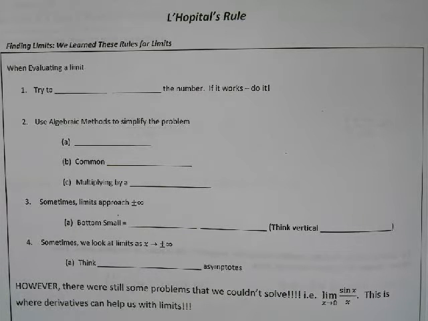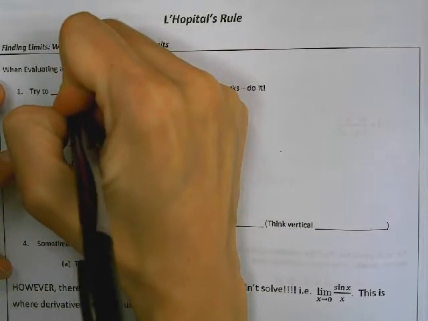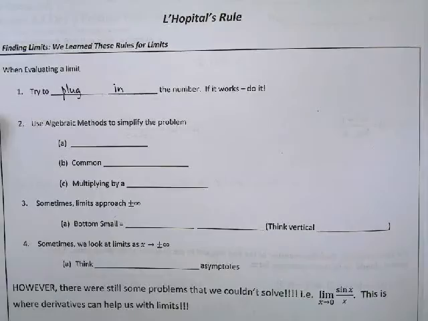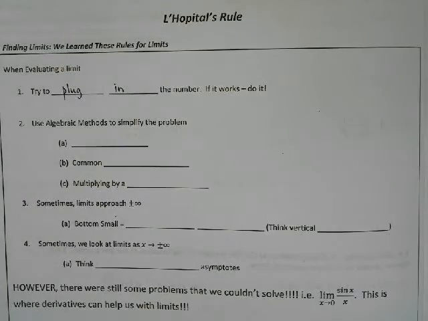So first, before we talk about L'Hopital's rule, we're going to review what we know so far about evaluating limits. We always said the first thing we're going to try to do when we evaluate a limit is try to plug in the number. Okay, and if it works, we're set. We're done with that problem.